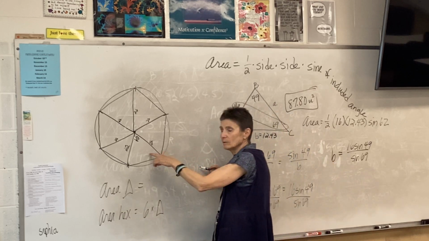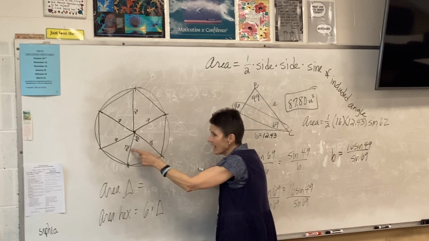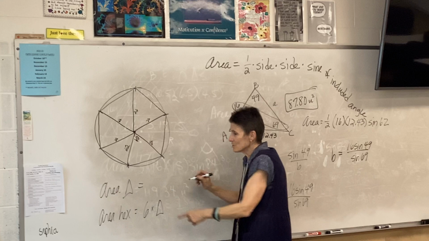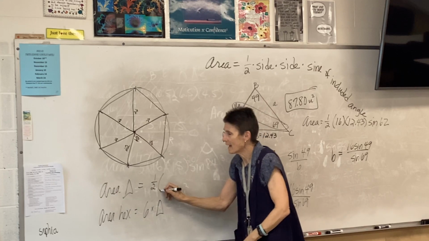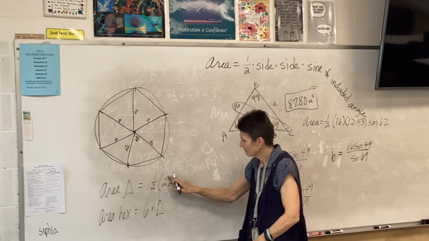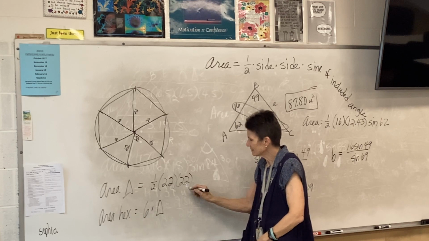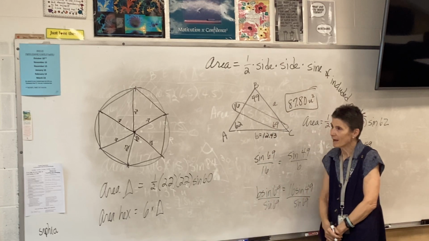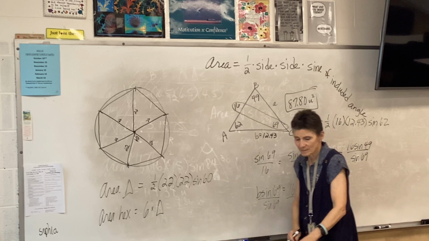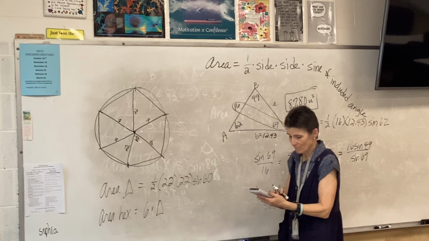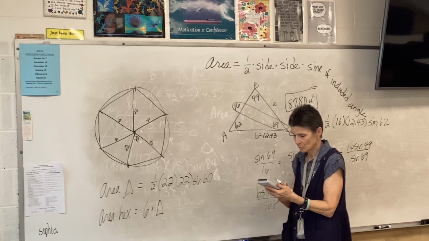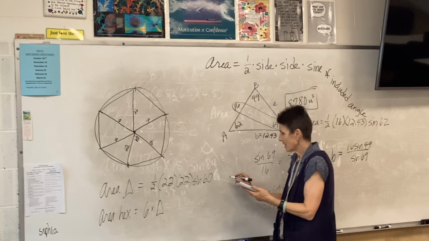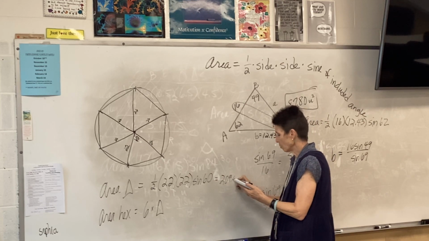Now look at this triangle. I have that side and that side, and I have the angle in between. So the area of my triangle is 1/2 side times side times sine of included angle. So that is 0.5 times 22 times 22 times sine 60. That's 209.58.